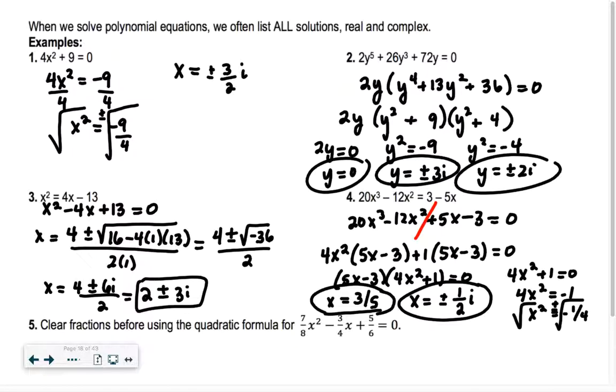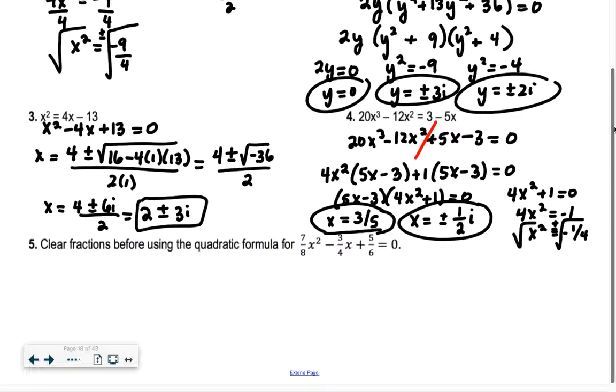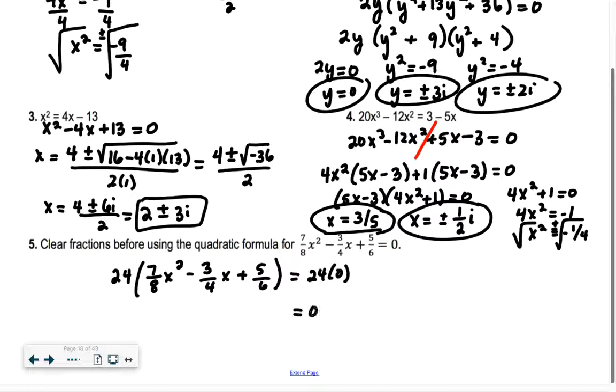We can clear our fractions first. So looking at our denominators, we have 8, 4, and 6. So what can I multiply through by to clear our fractions? 24, yeah. So if I take 24 and I multiply through by 7/8 x squared minus 3/4 x plus 5 over 6 and multiply the 24 by the 0, well, that's still just 0, right? Then we just do one thing at a time.